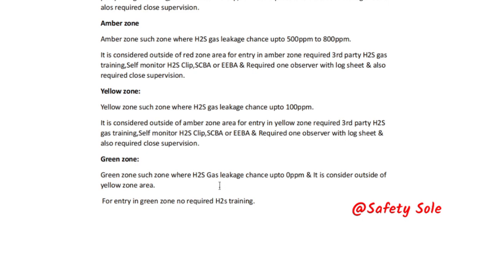Yellow zone is the zone where H2S gas leakage chance is up to 100 ppm. It is considered outside of the amber zone area. For entry in the yellow zone, required are third party H2S gas training, self-monitor H2S clip, SCBA, IBA, and one observer with a log sheet, and also close supervision.